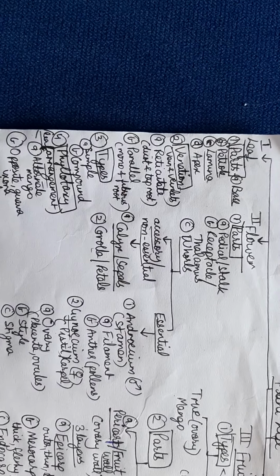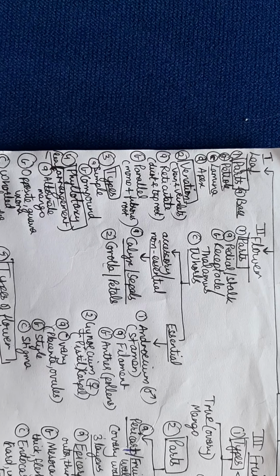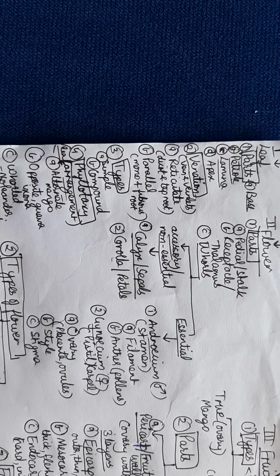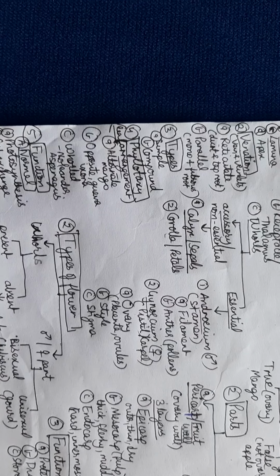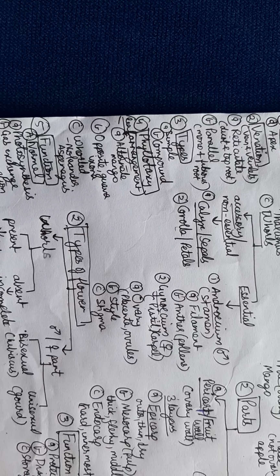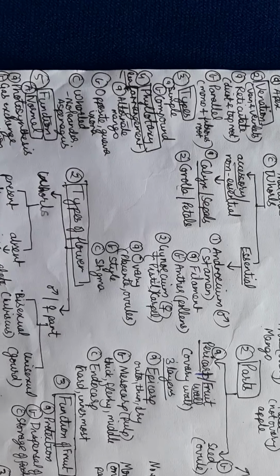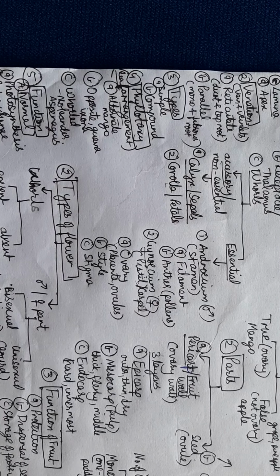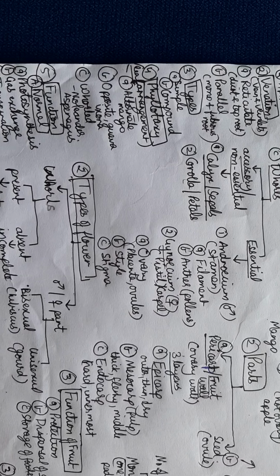Next, we go to the second part, that is flower. The parts of the flower we'll go through are the pedicel, the receptacle or thalamus, and the whorls. There are three parts. The third part, that is whorls, is most important because it is subdivided into two parts: the accessory or non-essential, which is calyx and corolla, and the essential one, that is androecium and gynoecium. The details of androecium and gynoecium, the parts, their functions should be known.